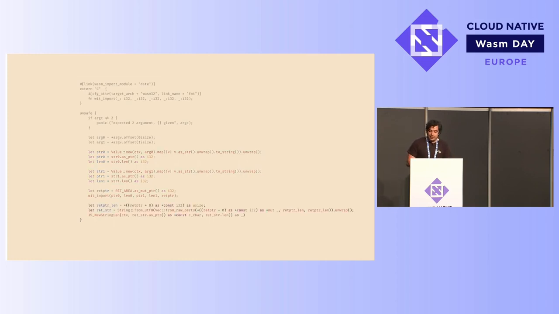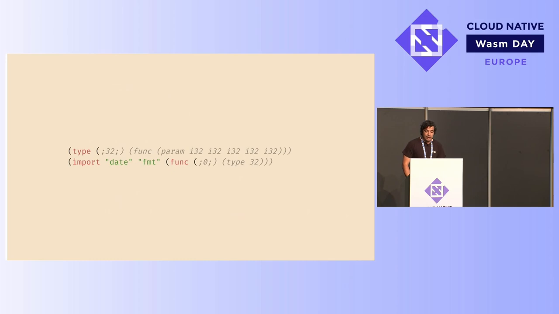And then the last part that we do here is, from that return area pointer, we read that specific memory, and then we create a JavaScript string. This is the process called lifting. So we return this string to the user, and then we can have access to that functionality. When we compile this to WebAssembly, we can see that we have an import called date, with a key format, and a function of the type that we defined earlier with the five parameters.